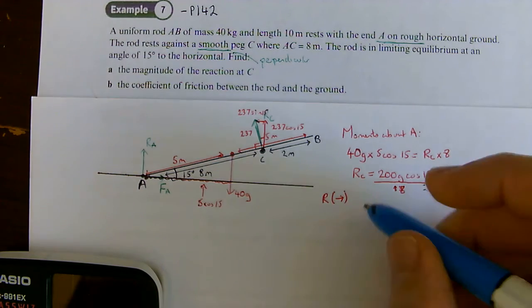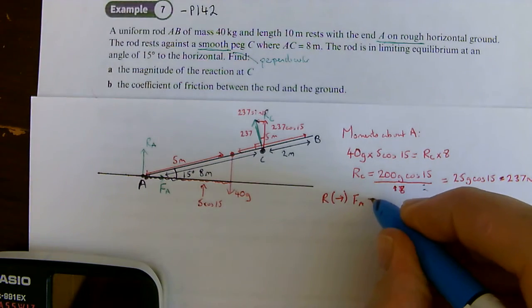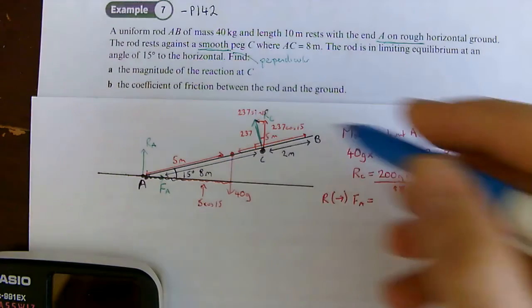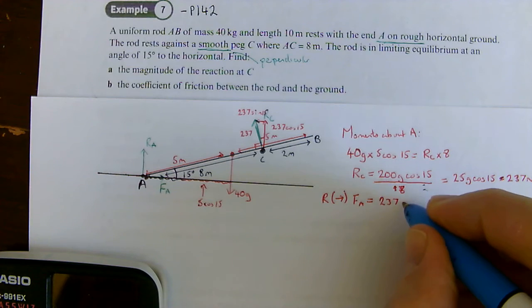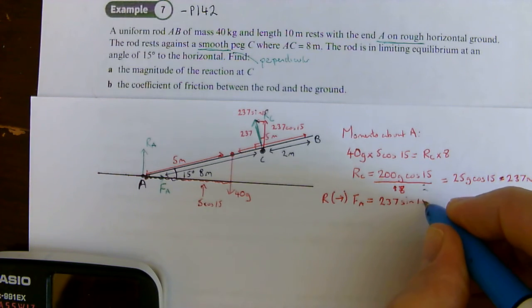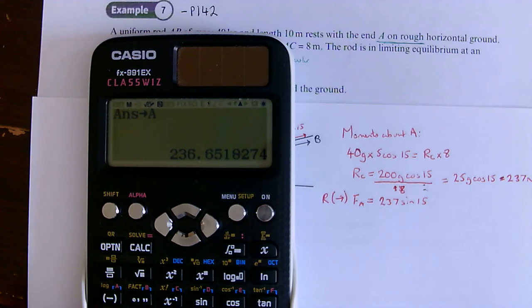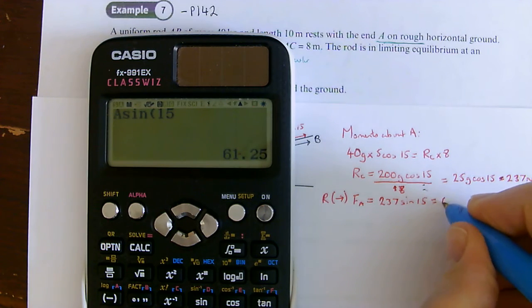Pushing it to the right, I've only got FA, my friction at A, which is equal to the leftward component of RC, which is 237 sine 15. On my calculator, I'm just going to type in A sine 15, which gives me 61.25.